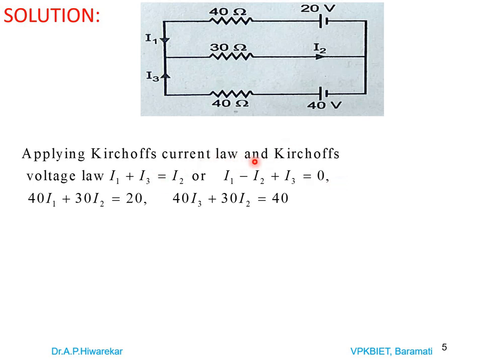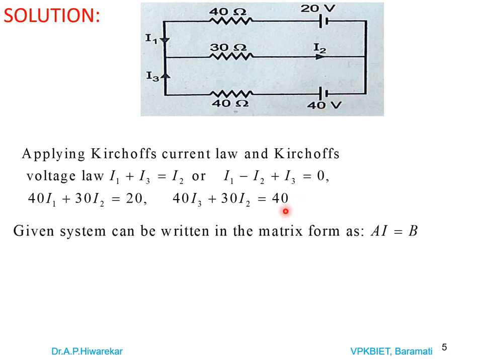Now if you apply Kirchhoff's voltage law for a particular loop, it says that the voltage drop across any loop is equal to the applied EMF. So if we consider the upper loop, 40 I1 plus 30 I2 is equal to 20. And if we apply Kirchhoff's law for the lower loop, it is 40 I3 plus 30 I2 is equal to 40.